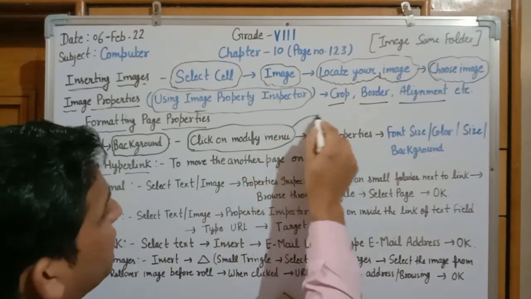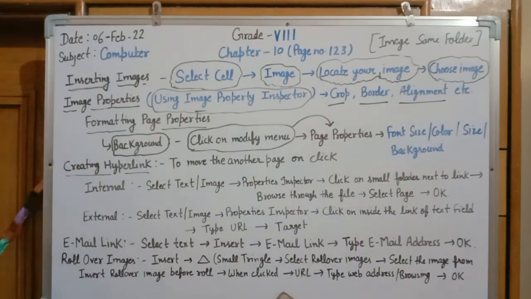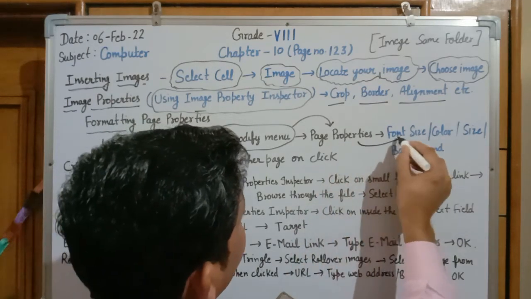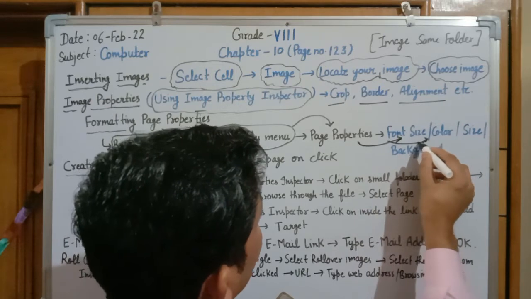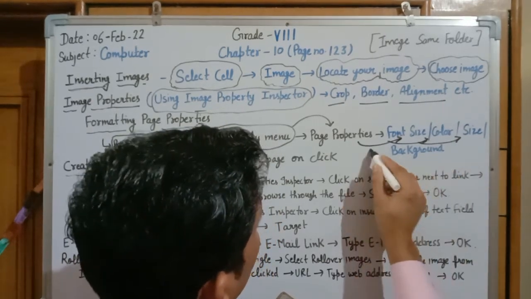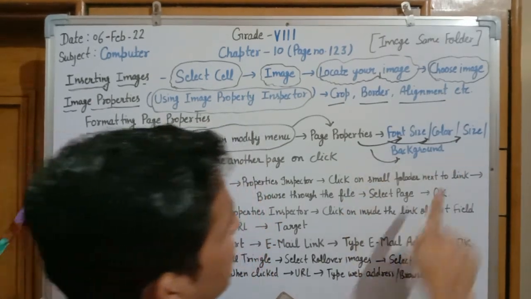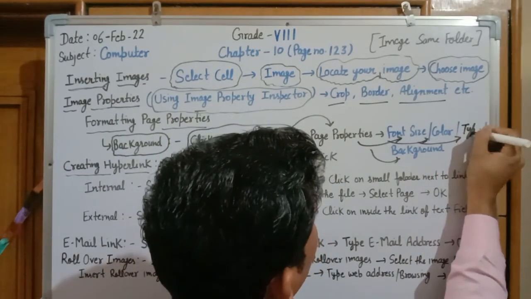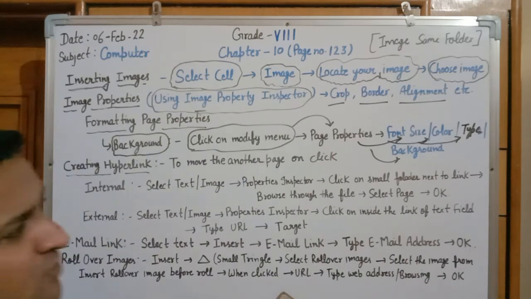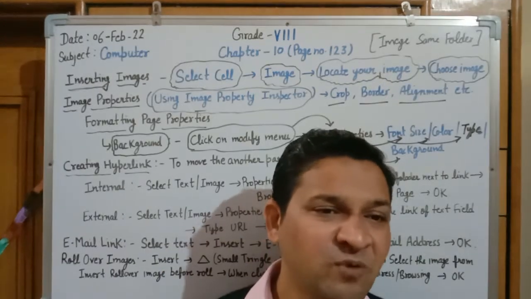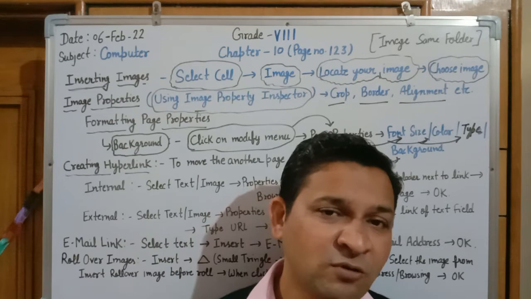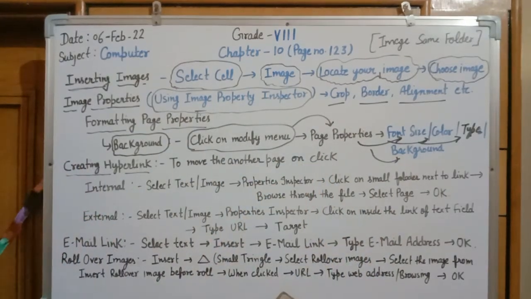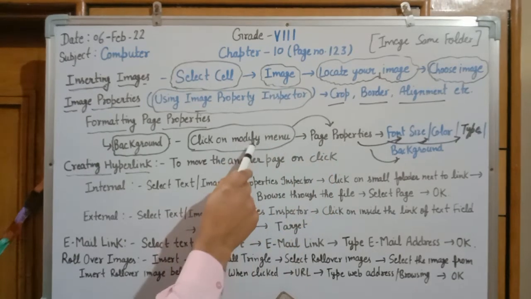In the modify menu, you will select the next option, that is page properties. In page properties, you will set the value of font size, font color, font type or background. You can change the size, type, color or background. All these properties can be changed in the page properties option. Afterward, you can reset your page properly. Alignment of your page, font size, color, type, every option is present in page properties. And the page properties option is present in the modify menu.